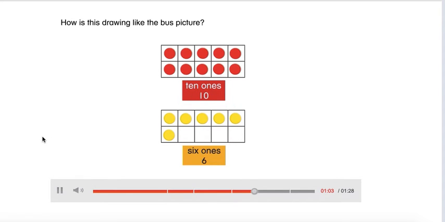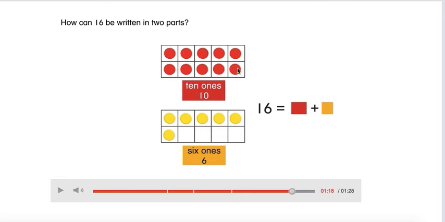How is this drawing like the bus picture? The drawing shows 10 in the top 10 frame and 6 in the bottom 10 frame. How can 16 be written in 2 parts? Since we're decomposing this week, and decompose means break apart, we're beginning our equation with the total amount of counters we have. So we had a total of 16. We're going to break it apart into the 2 groups.